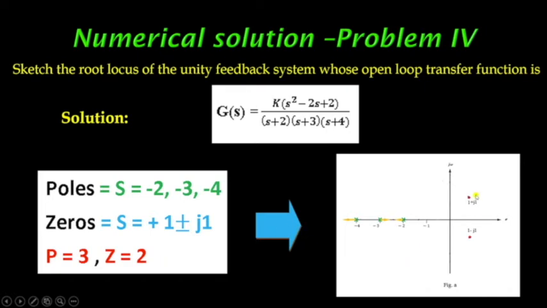Then draw in the S-plane. This is -2, this is -3, this is -4. These are the poles. And the zeros are at +1 plus j1, and this is minus j1. Then the locus starts from -2, -3, -4 and finishes at these two complex zeros and another at infinity.